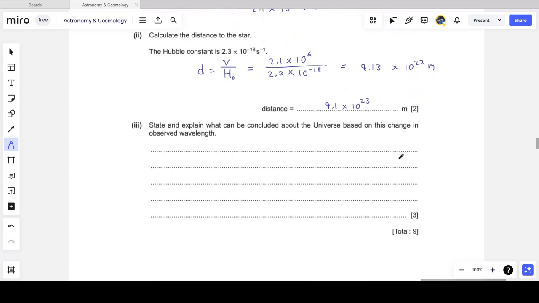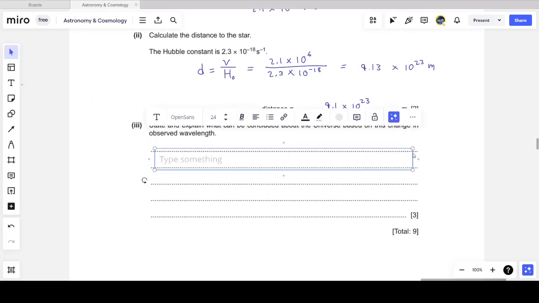Part 3 says to state and explain what can be concluded about the universe based on this change in observed wavelength. Okay, so we noticed that the wavelength that we measured was actually larger than the wavelength that the star actually emitted. So what are we going to say? As always, we say that the wavelength has increased, and we must specify the name of this phenomenon. It is increased due to redshift.